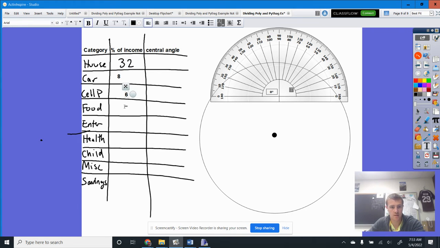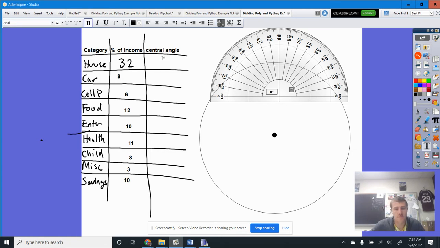8, 6, 12, 10. Now, obviously, yours aren't going to be whole numbers. They're going to be rounded, but this is, I guess, an estimate close. So here. Since these are percents, if you add up all the percents, they should add to 100 because percents are out of 100. So if you add all those up, they should add up to 100.